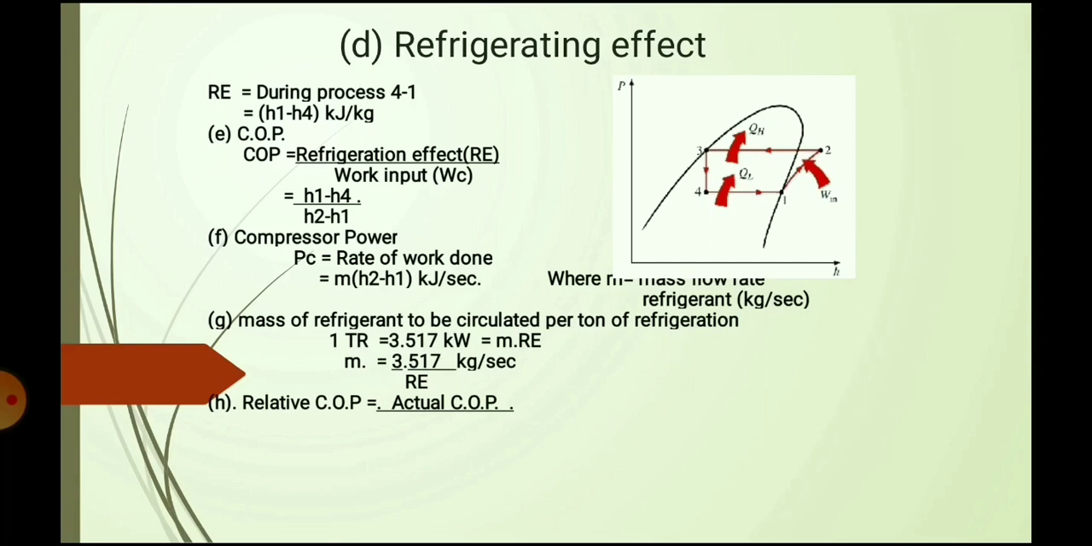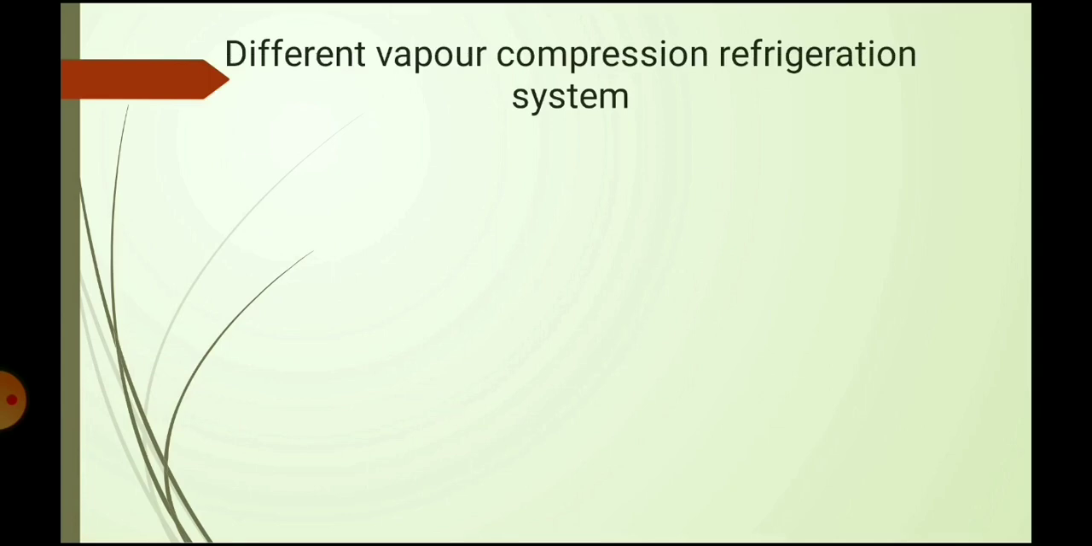Clear? Next is the relative COP. We all know what the relative COP is, that is the ratio of actual COP to the ideal COP. That means the COP of the actual cycle with respect to the COP of the ideal cycle gives the relative COP. Next one is the different vapor compression refrigeration systems.